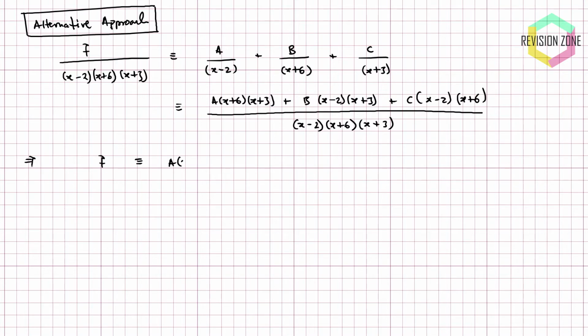So a times (x plus 6) times (x plus 3), and then b times (x minus 2) times (x plus 3), and c times (x minus 2) times (x plus 6). And the beauty of this is, because this is an identity, this is true for all values of x, right?